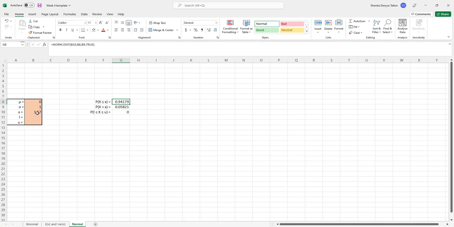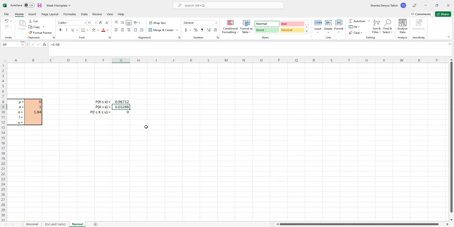The other one was 1.84. Once again, the mean is 0 and the standard deviation is 1. We want 1.84, but we want everything greater than that. So that's this here, and it gives you the answer right next to it. Okay, 0.03288. Just round to 0.033.